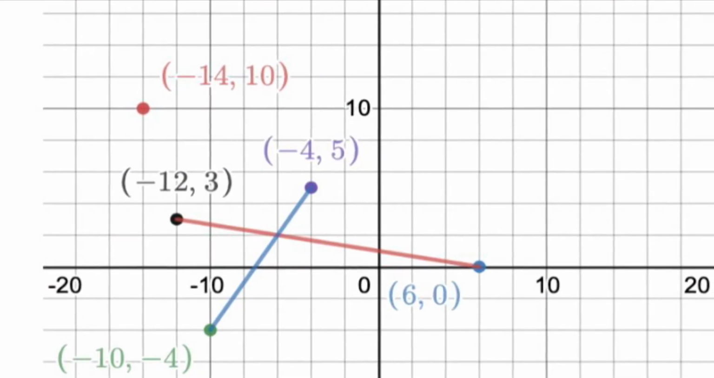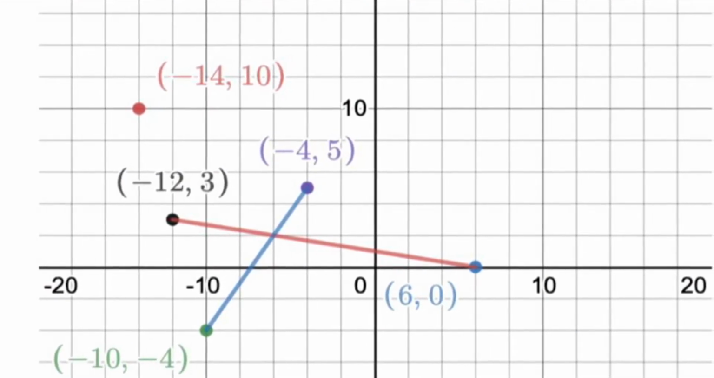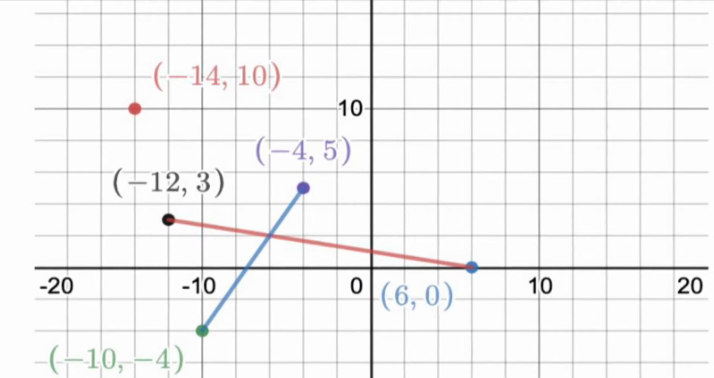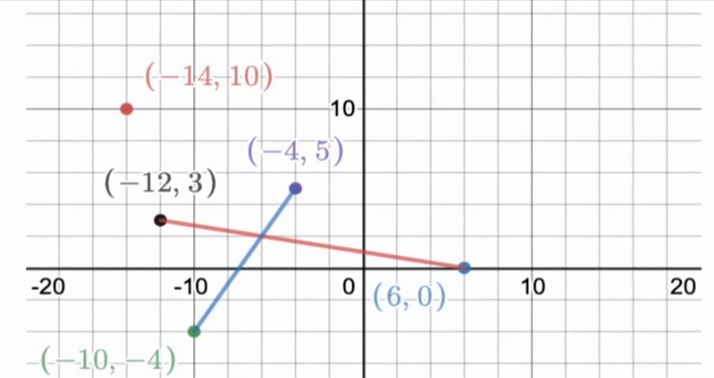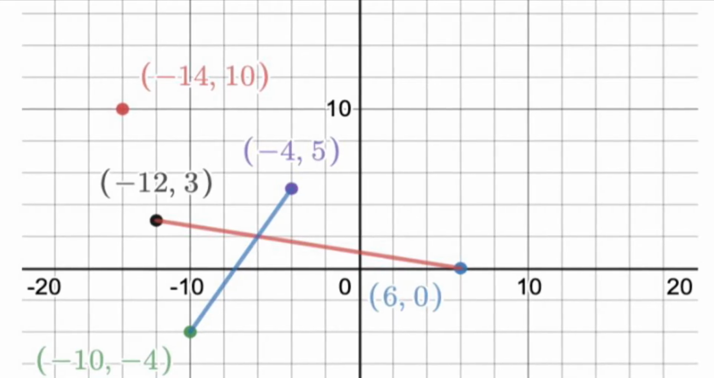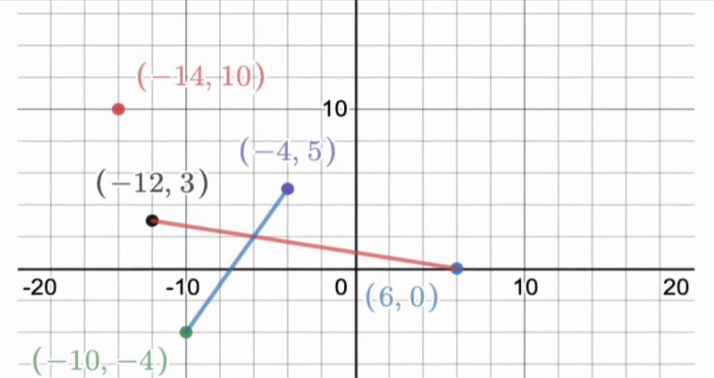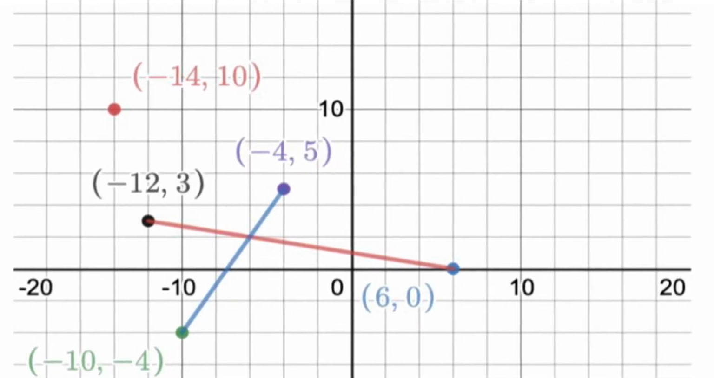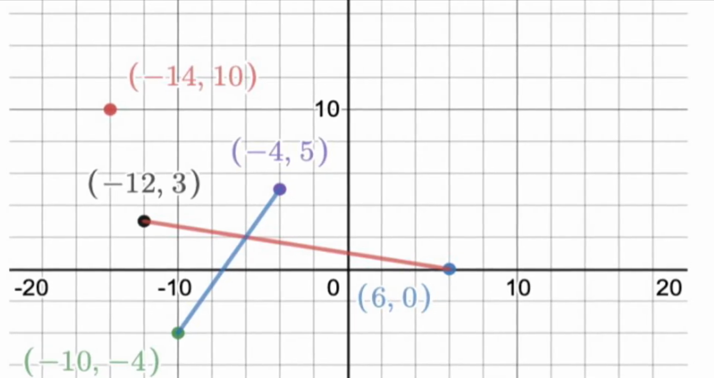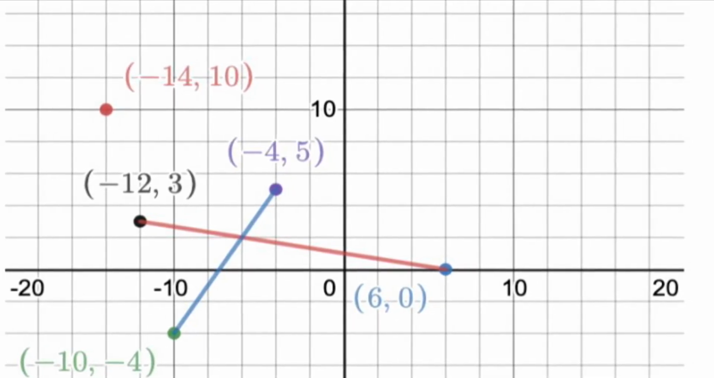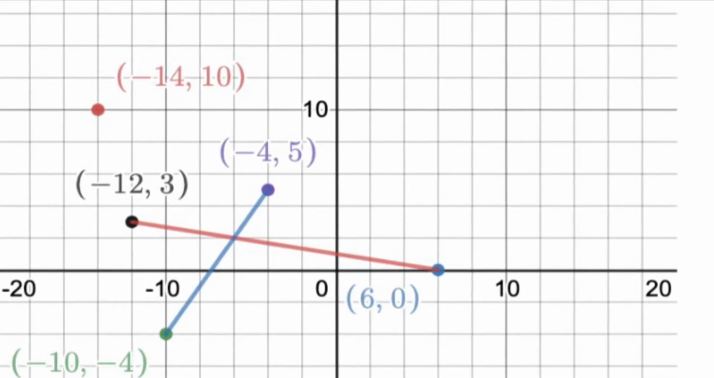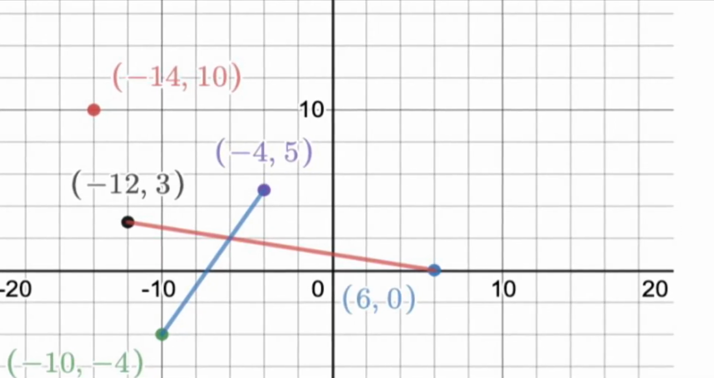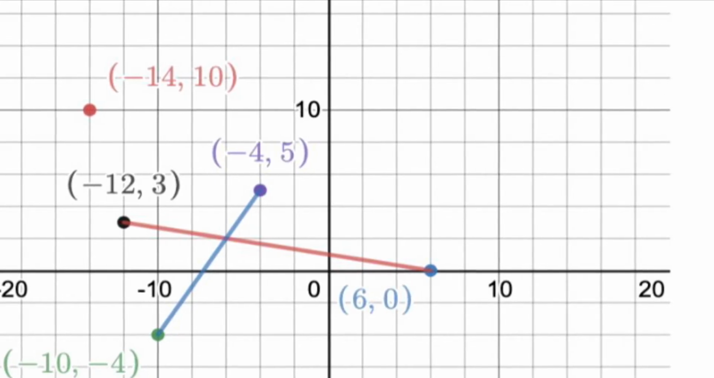We've just found the equation for the median that's colored red in my triangle. And now I want to look at the median that goes from the midpoint (-4, 5) to the point (-10, -4). So that's the blue line. I want to find that median next. So I'm going to need to find the slope, and then I'm going to have to find the b. So let's do that together right now.